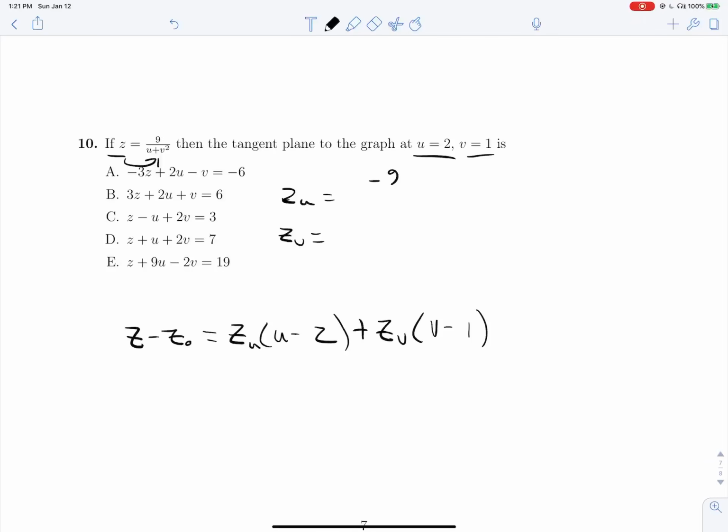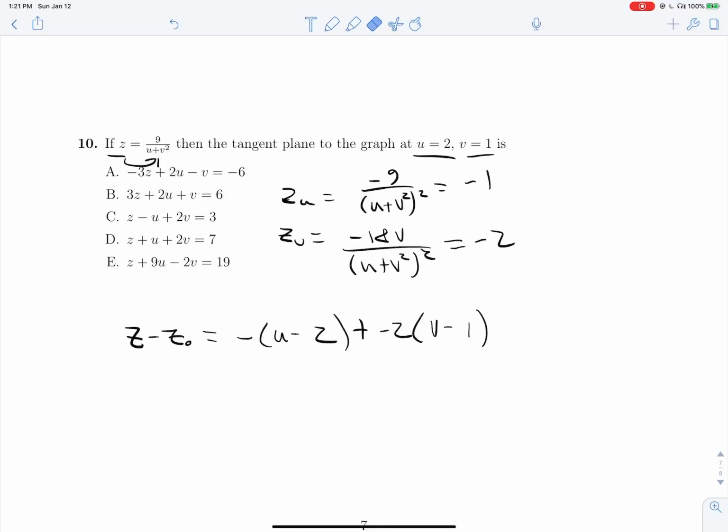Zu is just going to be negative 9 over (u plus v squared) squared, and zv is going to be negative 18v over (u plus v squared) squared. Evaluating these, we see that our denominators in both cases will be 2 plus 1, so 3, squared is 9. So zu evaluates to negative 1, and zv evaluates to negative 2. And so we can replace these in here.